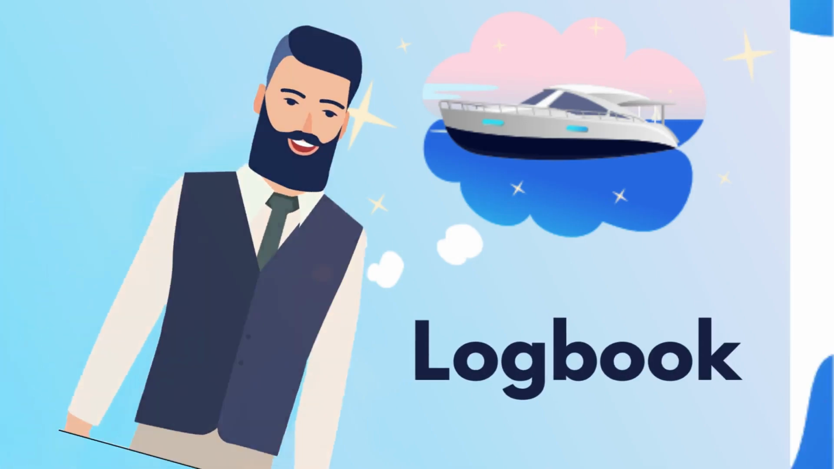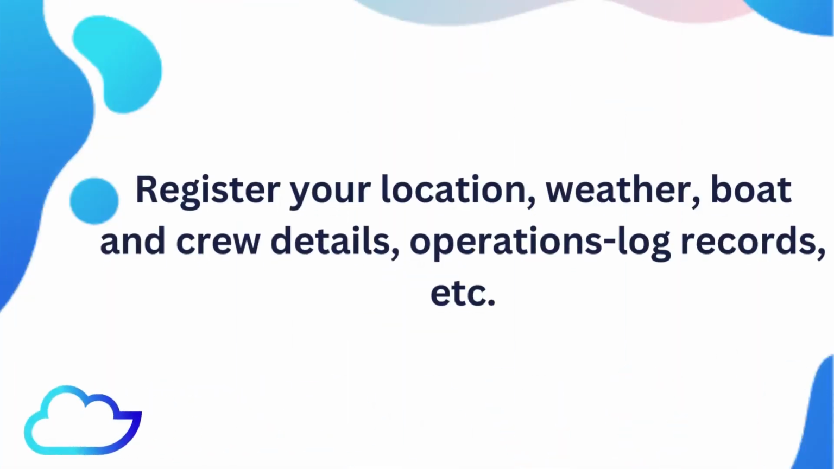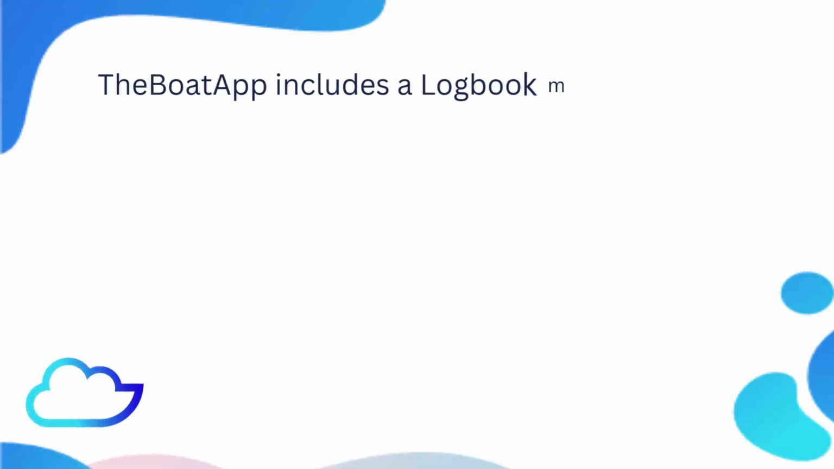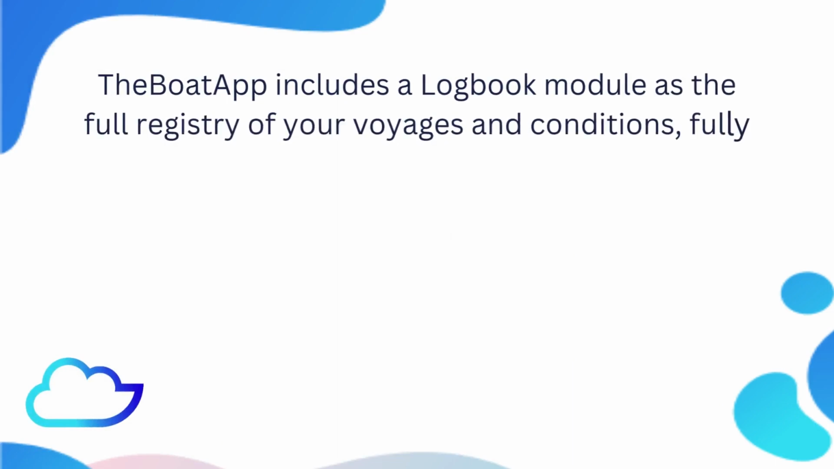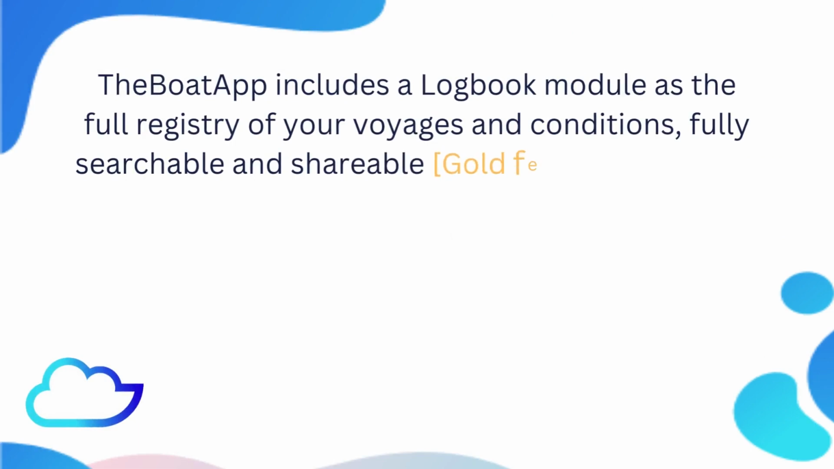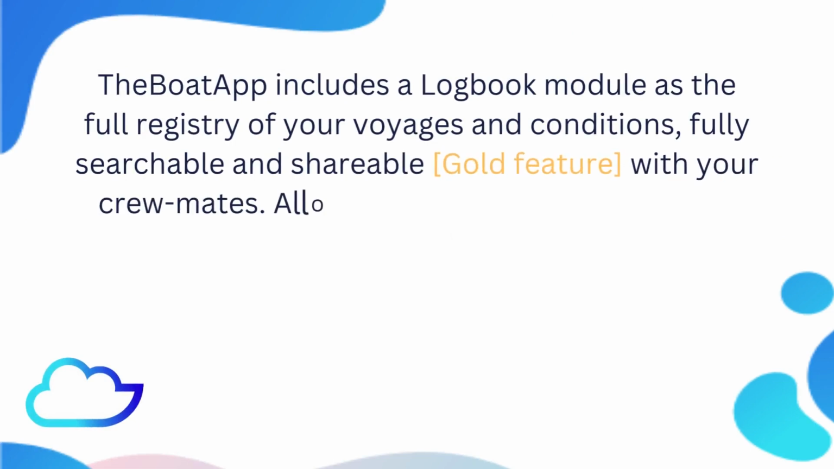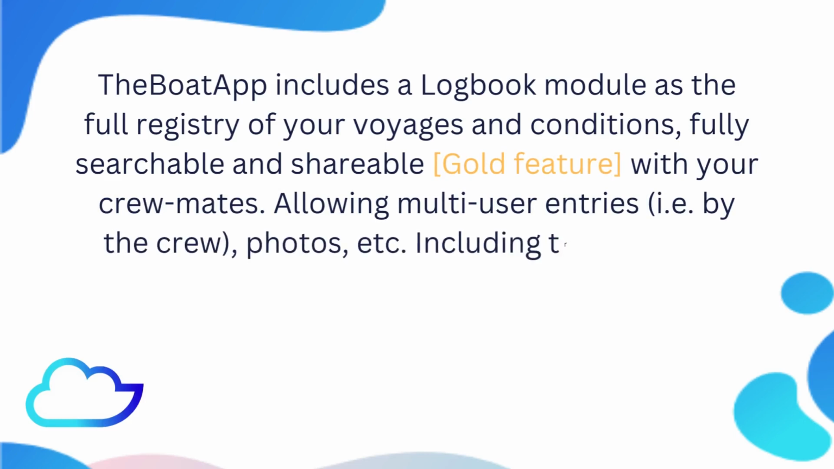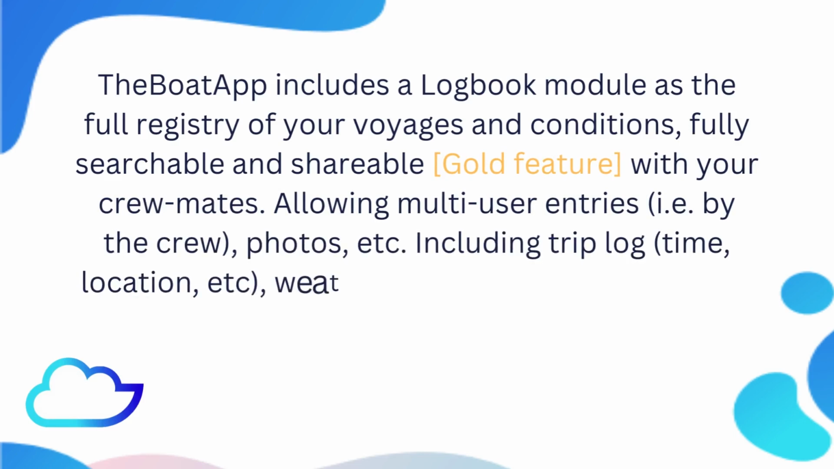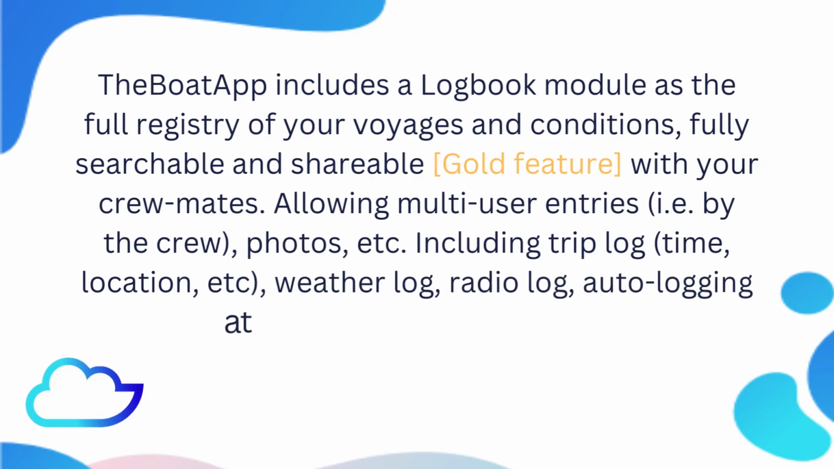Logbook. Register your location, weather, boat and crew details, operations log records, etc. The Boat app includes a logbook module as the full registry of your voyages and conditions, fully searchable and shareable with your crewmates. Allowing multi-user entries, for example by the crew, photos, etc. Including trip log, time, location, etc., weather log, radio log, auto-logging at predefined intervals, etc.